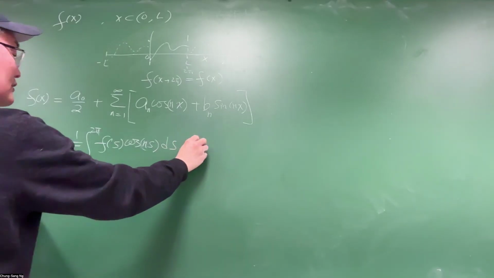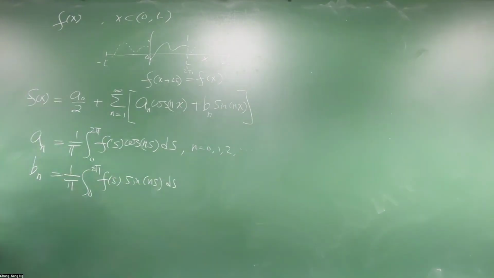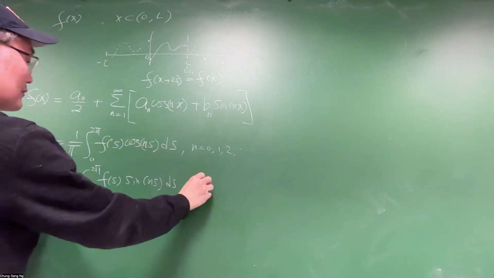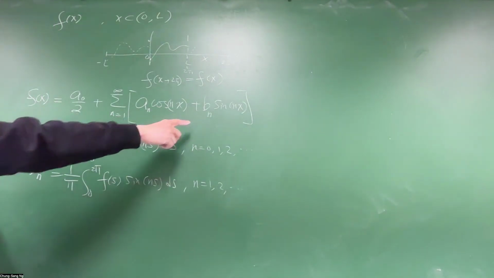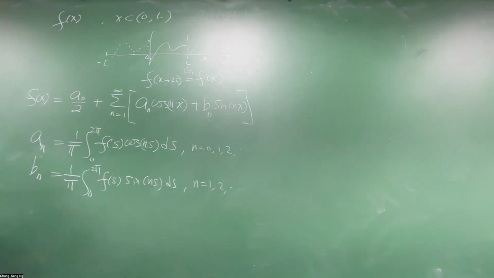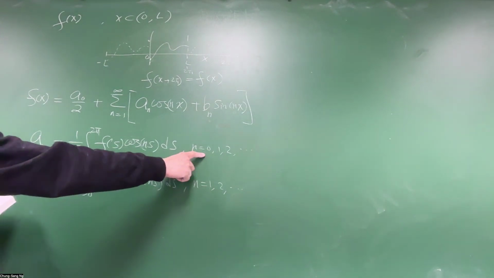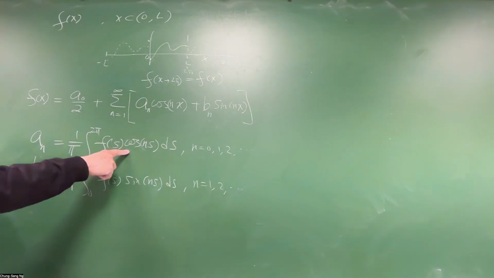And for the first one, n is all positive integers plus 0. The second one is just positive integers because there's no 0 term. The sine has no 0 term because if you put 0 here, it's just 0, so that doesn't make any sense. Okay. And this includes 0. It means that cosine 0 is 1.